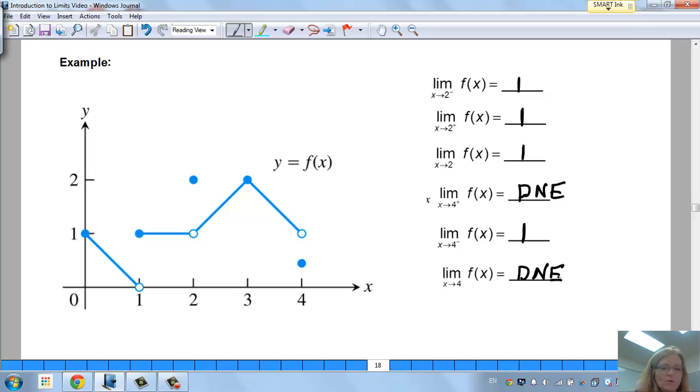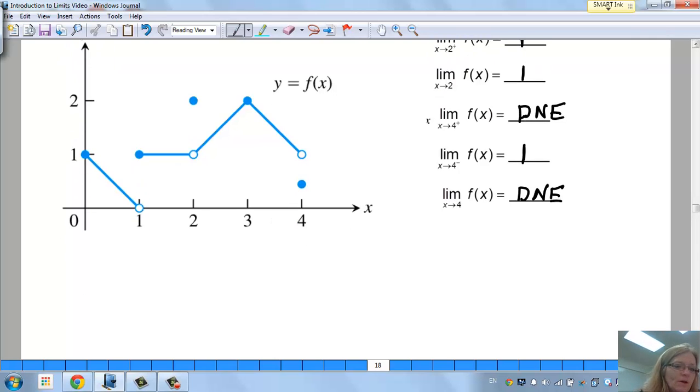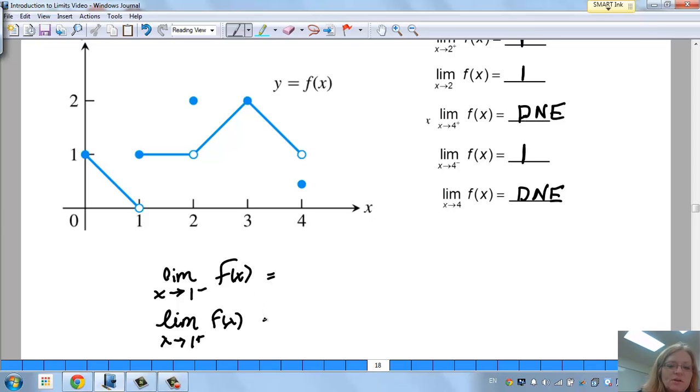Okay, so if you'll notice, you can do this over and over again. Let's try one at 1 because I didn't do it here at 1. So if we did the limit as x approaches 1 from the left, and then the limit as x approaches 1 from the right of this function f of x, because you always have to put the function there, let's see if the general limit exists.